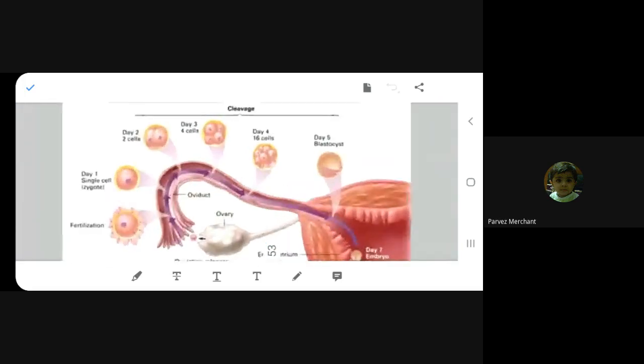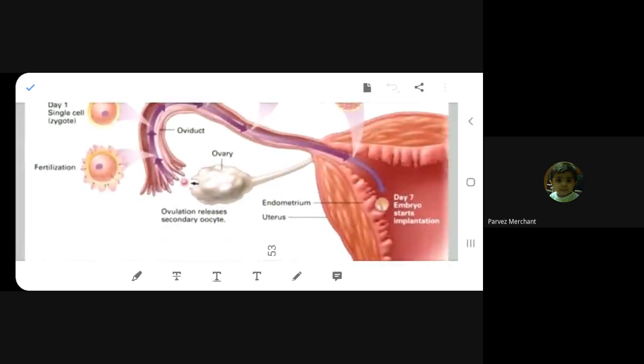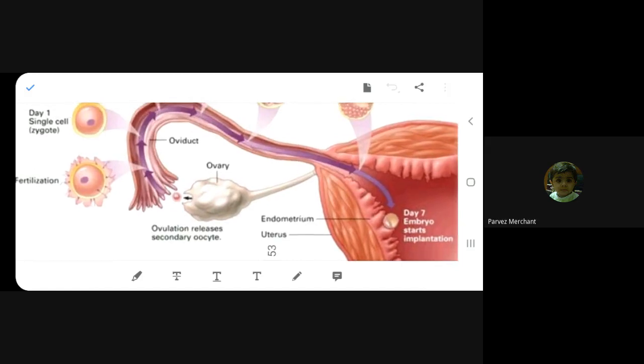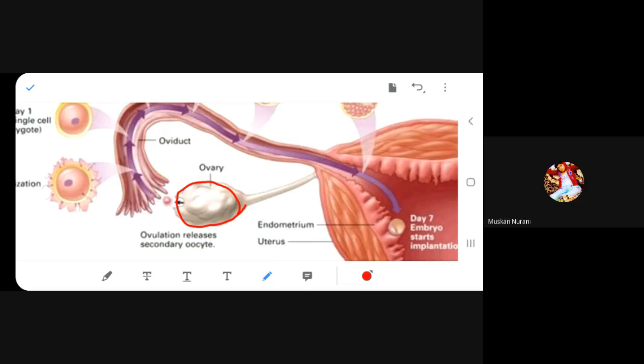This is a very important part. I have taken so many slides so you will understand very easily. We'll go one by one. Can you see over here? What is this? Ovary. Very good. Okay, so this is the ovary. What is the function of the ovary?